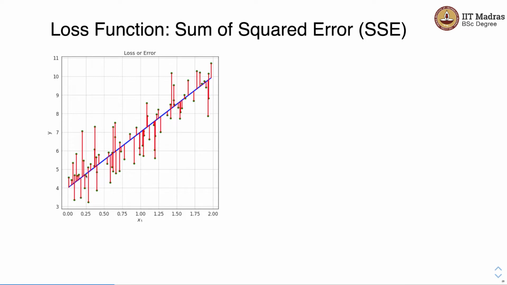But because we have modeled this training set with the blue line, the predicted value of y is somewhere over here. So the predicted value and the actual value are different, and there is some amount of difference or error between the predicted value and the actual value. So the loss function essentially helps us capture this error across the training set, across points in the training set.